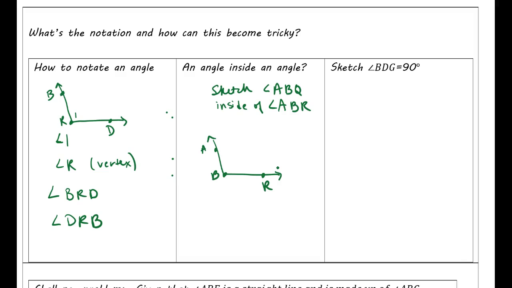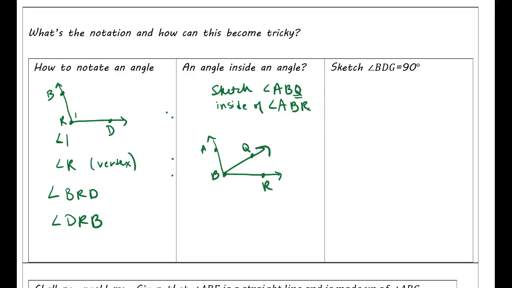Now it doesn't say where on the inside, so put the extra ray wherever you want. I'll just put it right there. And make sure that you do label it. So that Q that's there, we need to make it also be a point on our extra ray. So that would be an angle inside an angle and how they would be labeled.